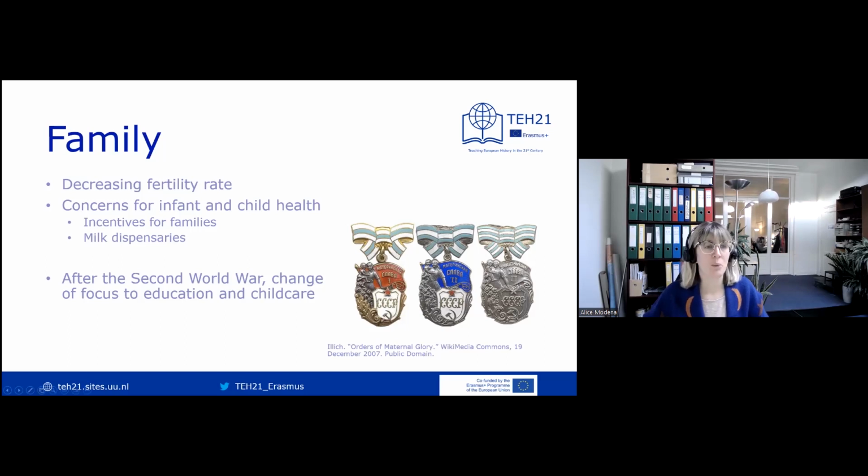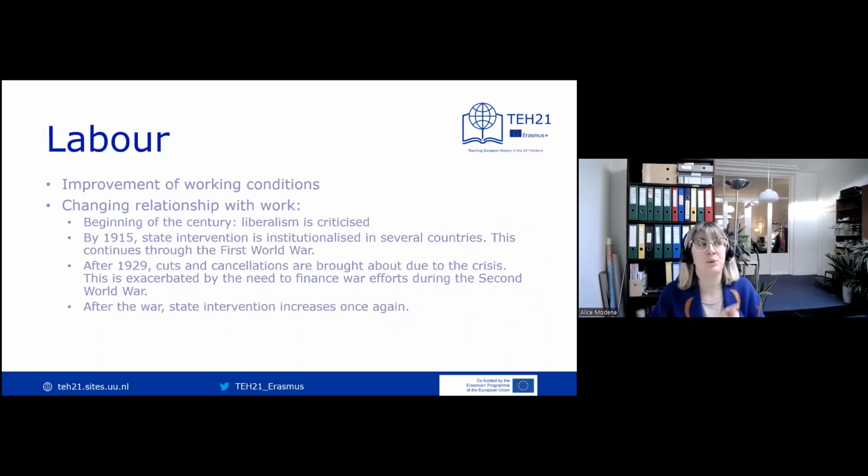When it comes to labor, throughout the 20th century, we can see an improvement of the working conditions across the board, also related to the involvement of the state in welfare and social policy.